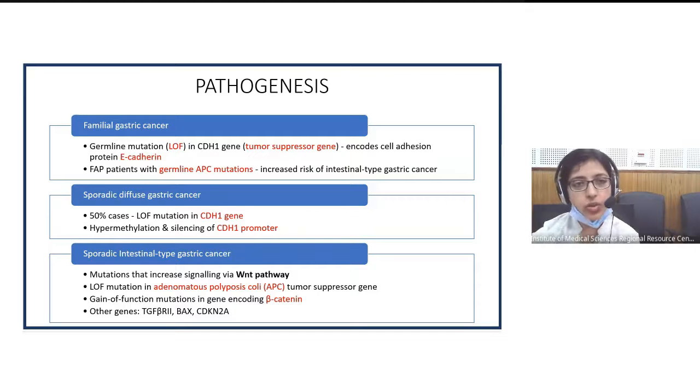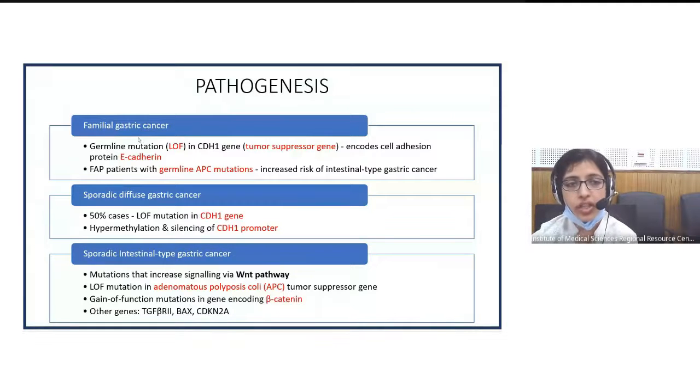So, as I was telling you, it is the studies done on familial gastric cancers that have helped us to understand the pathogenesis and the genes implicated. When gastric cancers occur in the familial setting, what we see is a germline mutation in the CDH1 gene. CDH1 is a tumor suppressor gene, so the loss of function of this gene will promote carcinogenesis, as you know from your reading of the topic of neoplasia.